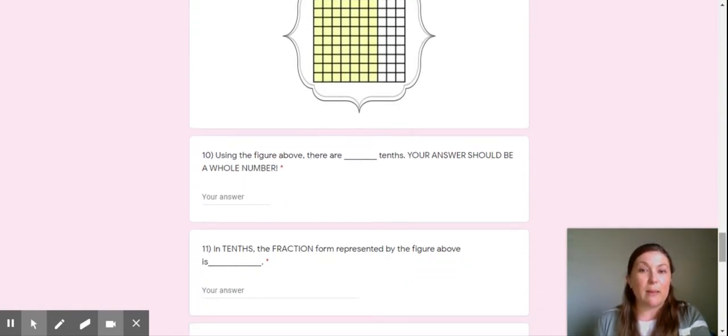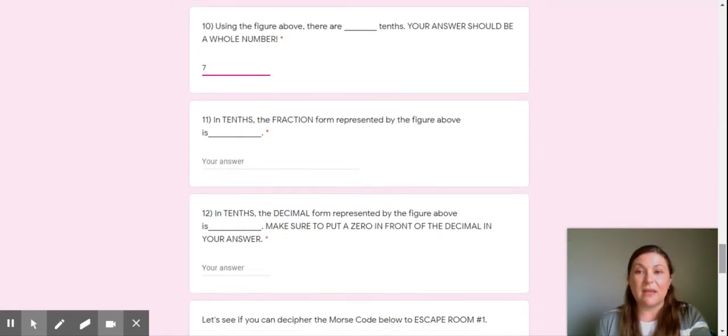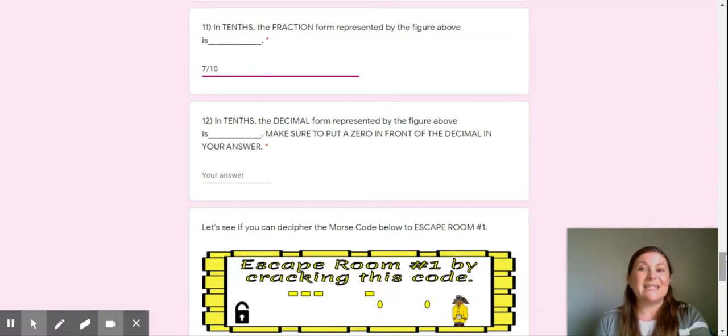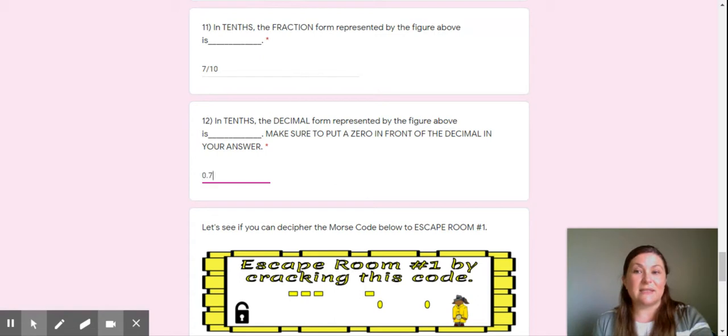Using the figure above, there are blank tenths. All right, well, how many skinnies are there? 1, 2, 3, 4, 5, 6, 7. And a reminder, it should be a whole number. Is that a whole number? Absolutely. In tenths, the fraction form is 7/10. 7 skinnies are filled up out of the 10 that are there. In tenths, the decimal form represented by the figure is blank, 0.70.